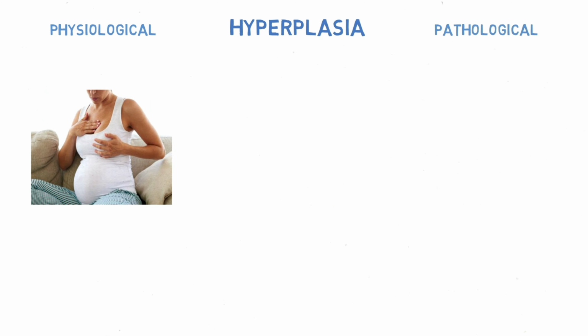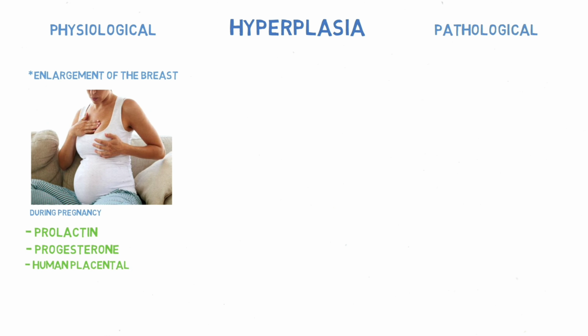An example of physiological hyperplasia is enlargement of the female breast during pregnancy in preparation for breastfeeding. Hormones like prolactin, progesterone, and human placental lactogen stimulate the growth of glandular tissue in the breast and cause them to enlarge. An example of pathological hyperplasia is having excessive hormonal stimulation.